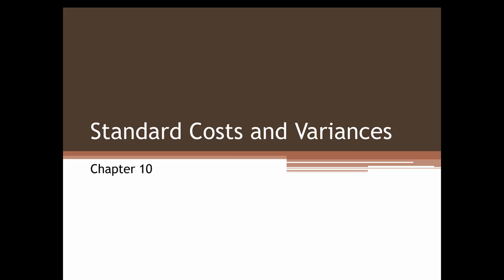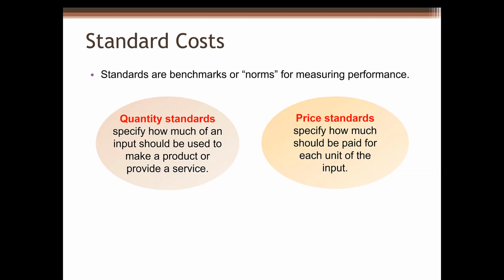Regarding spending variances, we can get even more details about how well costs are controlled. In Chapter 10, Standard Costs and Variances, we will learn how to use standard costs to decompose spending variances into two parts. A part which measures how well the acquisition prices of resources are controlled, and a part which measures how efficiently those resources are used. To do that, we first need to set our standard costs.